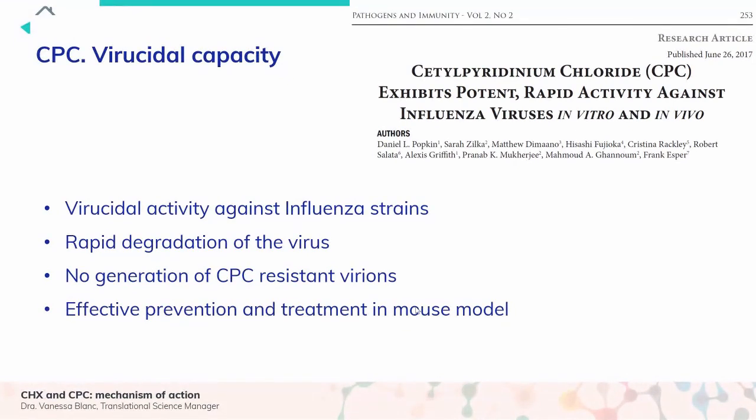The first study I want to show you is this one. It was published in 2017, and it shows how CPC rapidly degrades the envelopes of different flu-causing influenza viruses. Its application did not cause the viruses to be resistant to CPC. And also, in the same study, it's shown that 0.1% of CPC could be effective in the prevention and treatment of influenza virus infection in a mouse model. Let's see this study more in depth.